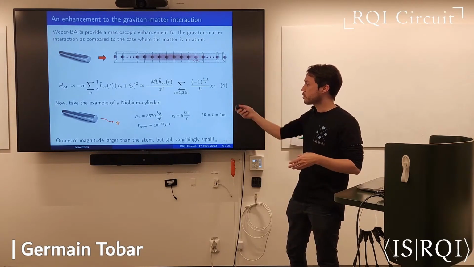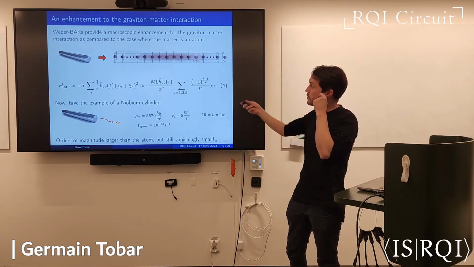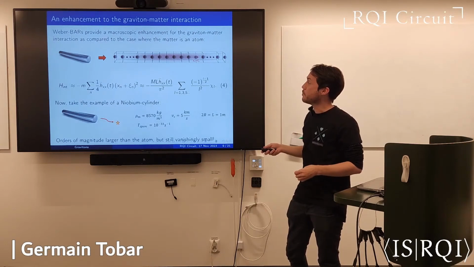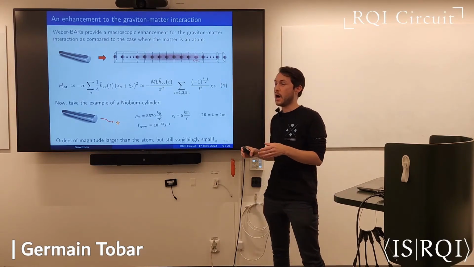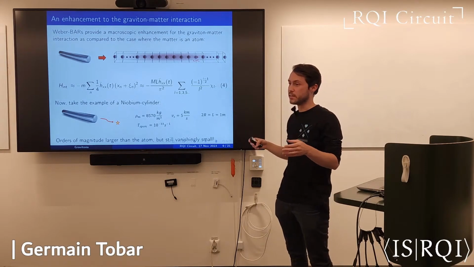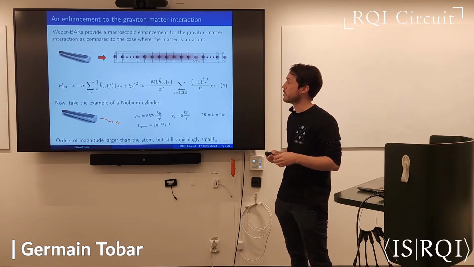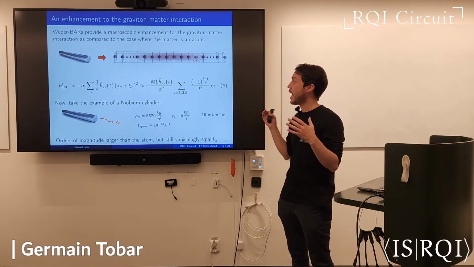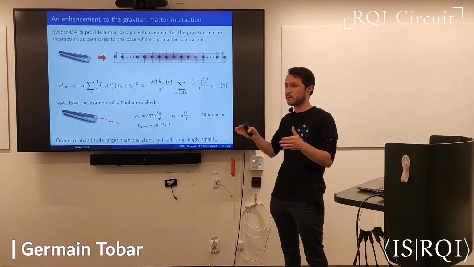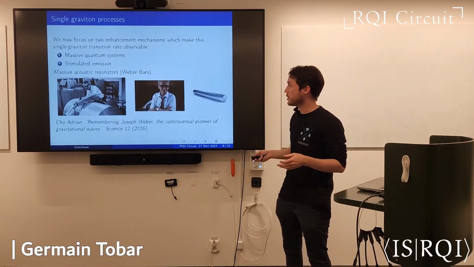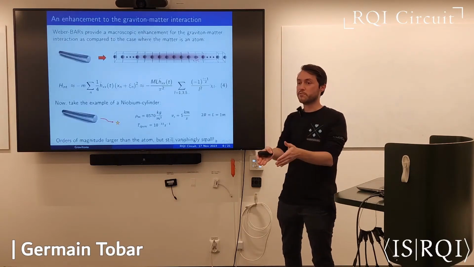And when you look at the interaction between the gravitational wave and this quantum matter system, the interaction scales with the number of atoms that are collectively oscillating and collectively interacting with the gravitational wave. So you get this enhancement with the number of atoms that make up the Weber bar. This will really help us bridge from that 10 to the minus 40 hertz for a single atom to something much, much larger.